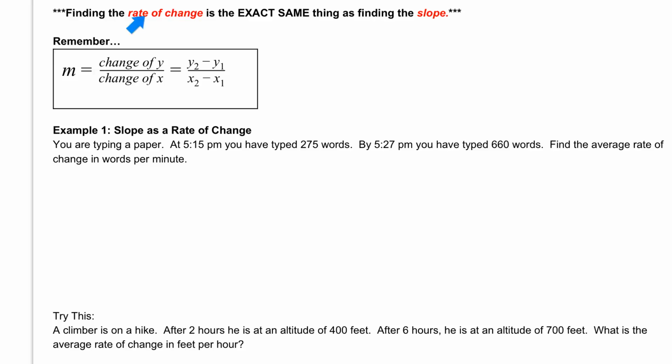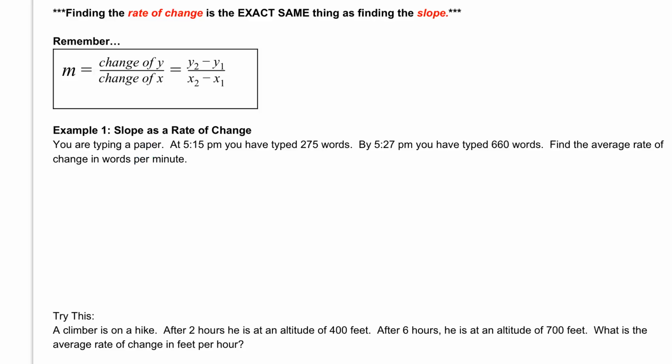On the top here, I want you to remember our slope formula. So we use m to represent slope, and that's equal to the change of y over the change of x, or y sub 2 minus y sub 1 divided by x sub 2 minus x sub 1. So let's take a look at example 1.